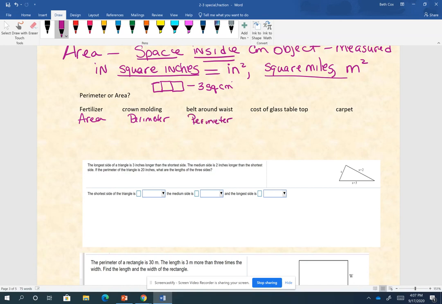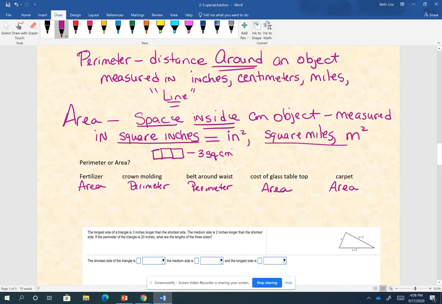But if you're measuring the glass tabletop, you're measuring how much total glass you're purchasing. Now you might need to know the perimeter, but if you're going to measure the glass, you've got to know the area. You've got to know how much glass you're going to purchase. So that would be space. That would be area. And same thing with carpet. If you're going to put carpet down, you've got to know the space. It's going to be measured in squares. So this one's area.